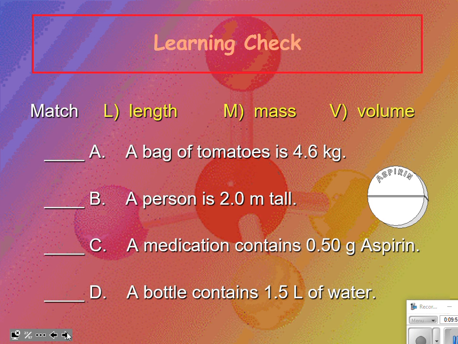Now, just a learning check. A bag of tomatoes is 4.6 kilograms. That is mass. A person is 2 meters tall. That is a length. A medication contains 0.50 grams of aspirin. That's a mass. It's in grams, right? A bottle contains 1.5 liters of water. That is a volume.